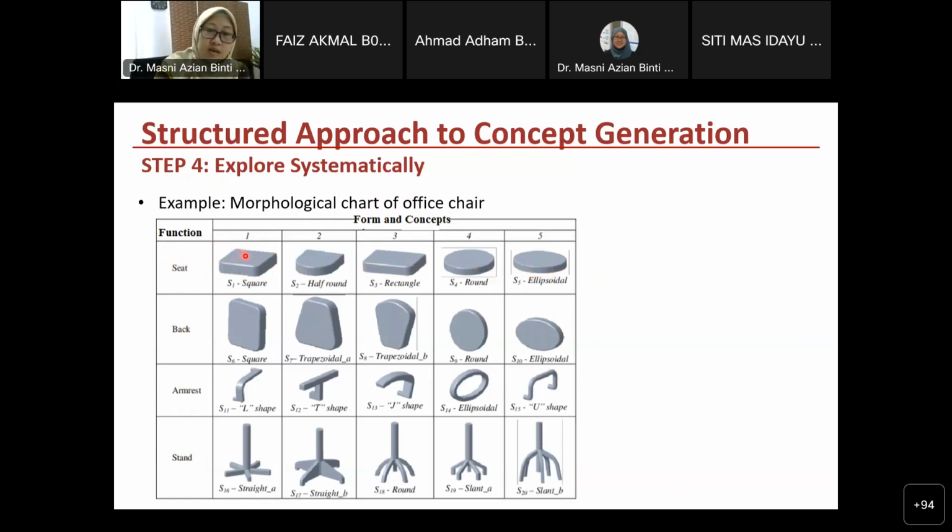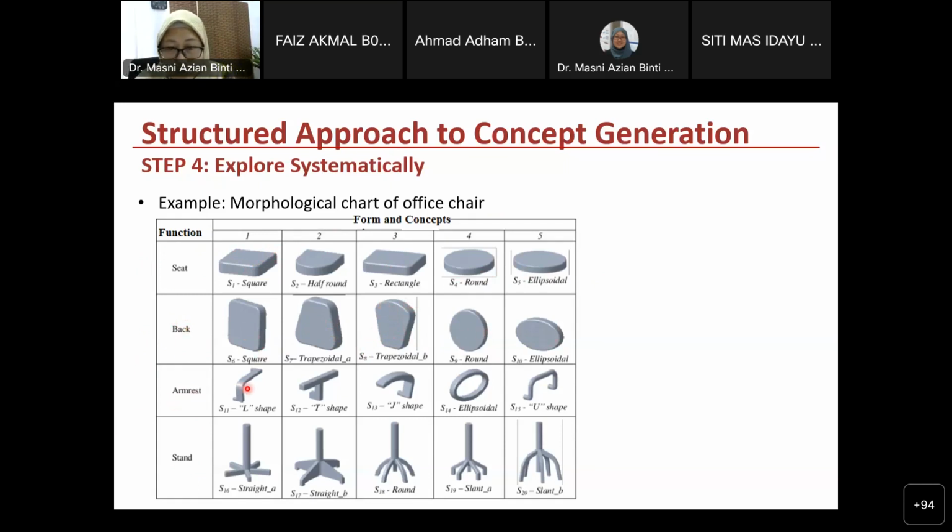So you can play around with this feature. Let's say you want a square seat, a half round seat, a rectangle seat, a round seat, an ellipsoidal seat. This is related to the design; you have entered the product design aspect. And then the backrest: you can consider a square shape, a trapezoidal shape, a unique trapezoidal shape like this, a round shape and an ellipsoidal shape.